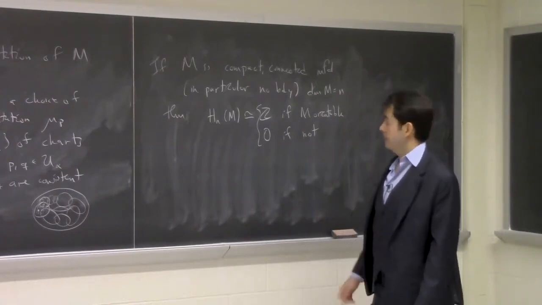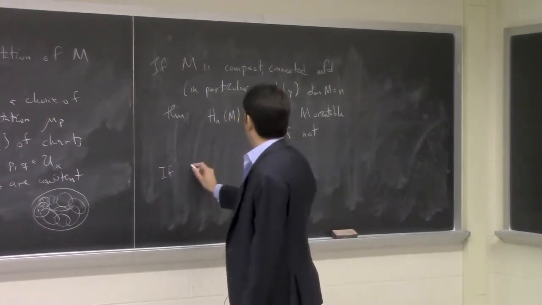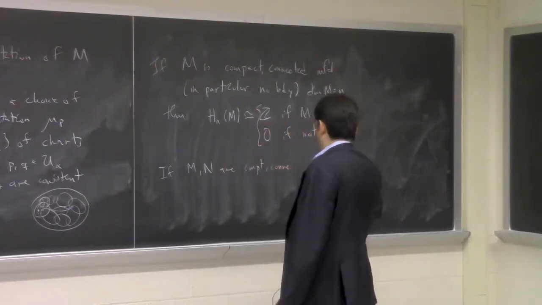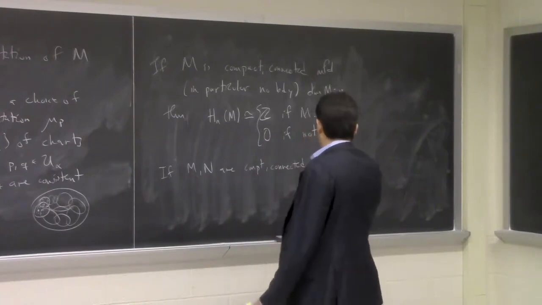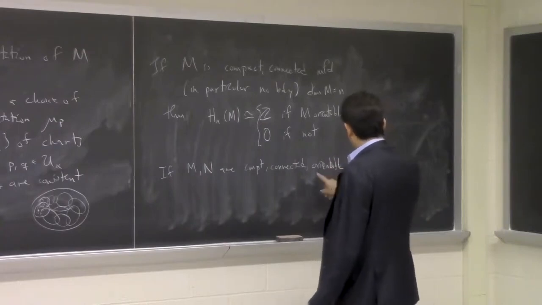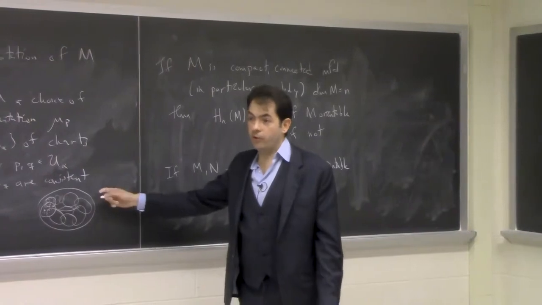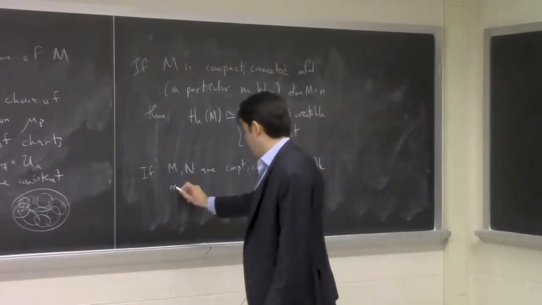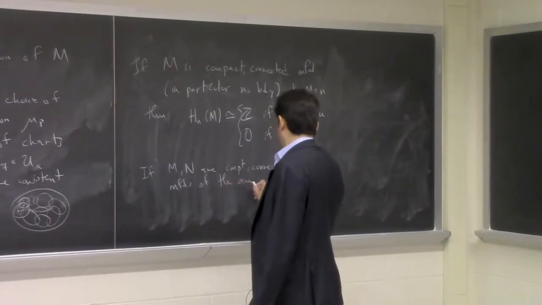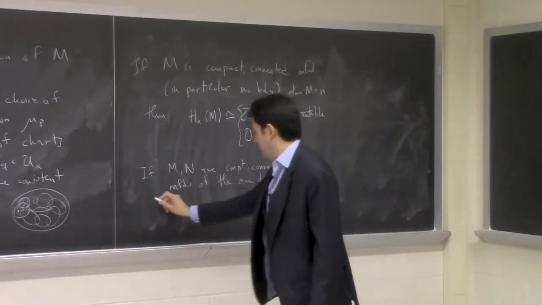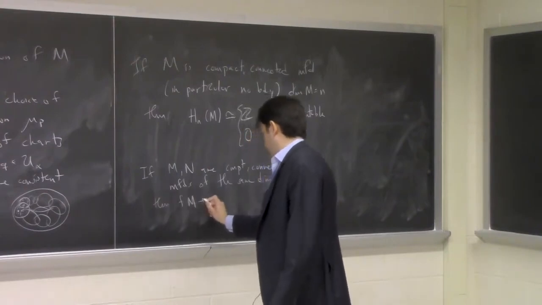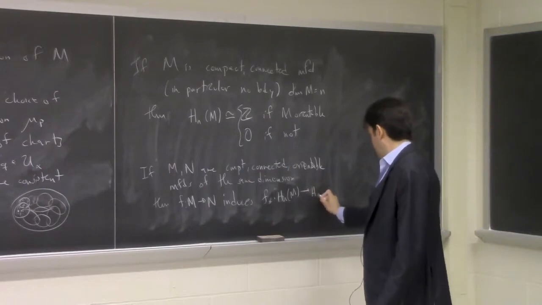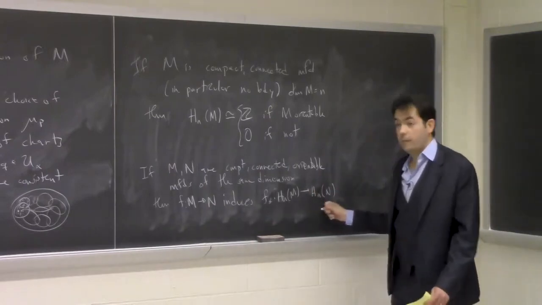So if M and N are compact connected orientable manifolds of the same dimension, then any f between them induces a map between the top homology groups. Vocabulary: orientable means that such a choice is possible, oriented means that you've made a choice.